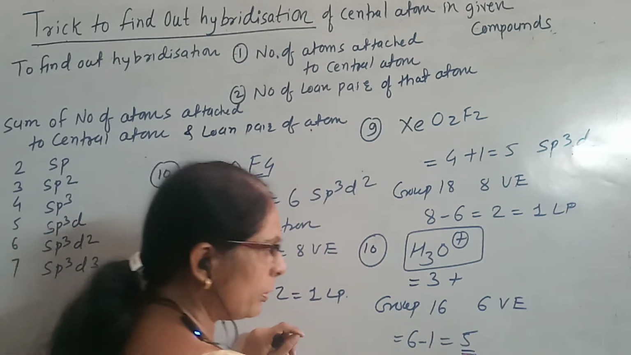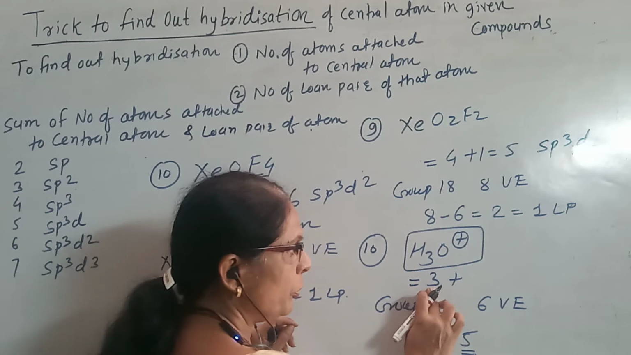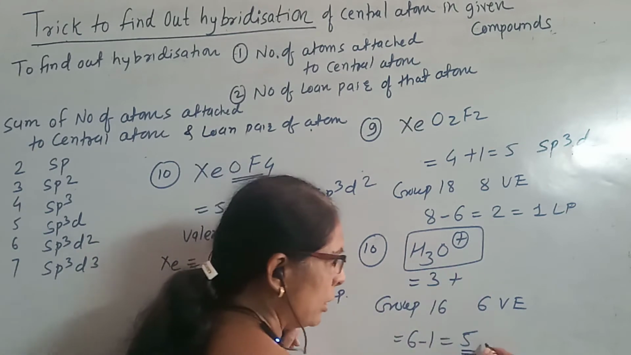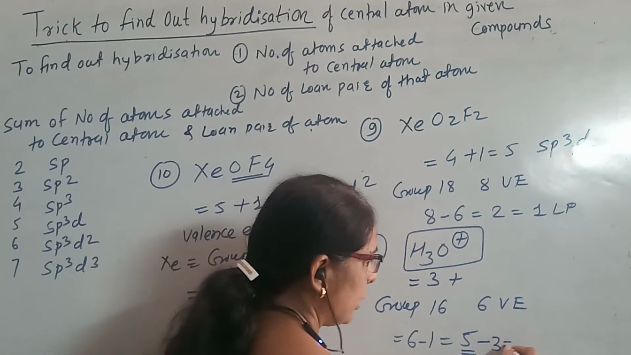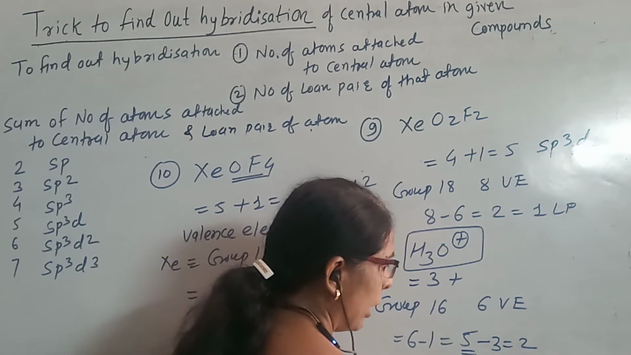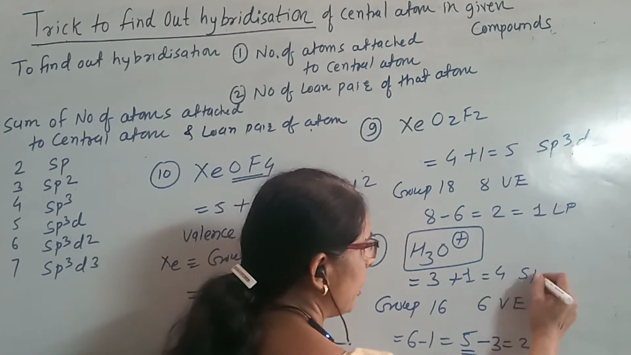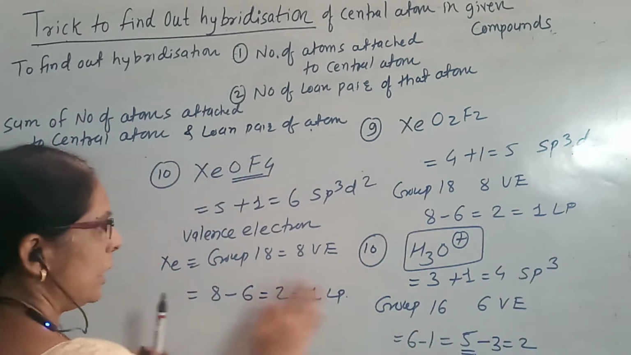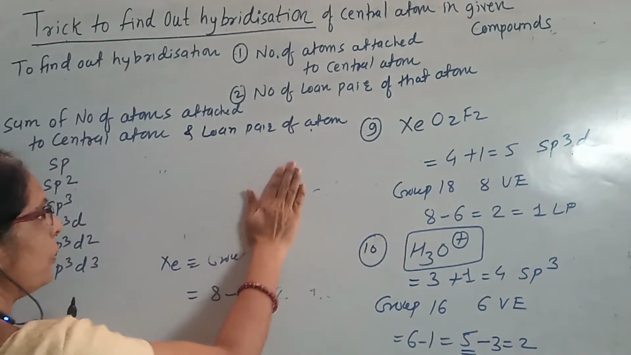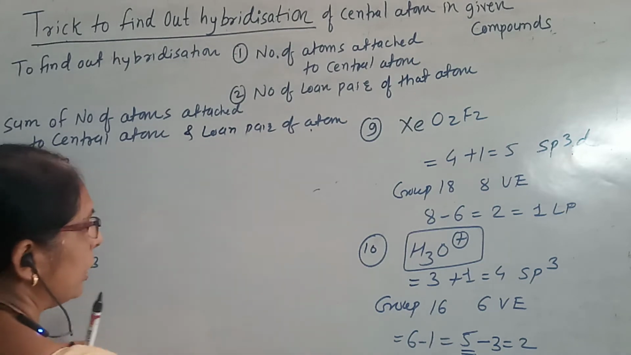Out of the 5, 3 are used with the hydrogen. So how many remain? 5 minus 3, that is a 2. 2 means 1 lone pair. So 3 plus 1 is a 4. So remember, hydronium ion is sp3 hybridized. Hydronium ion is sp3 hybridized.